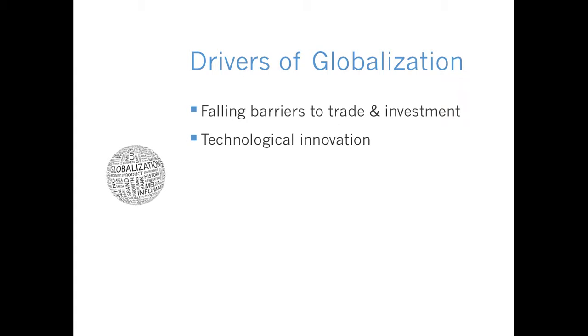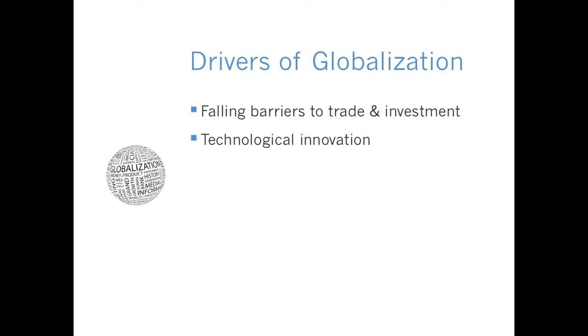There are two main forces causing globalization. The first is the falling barriers to trade and investment. Trade barriers have been drastically reduced through institutions such as the General Agreement on Tariffs and Trade and the World Trade Organization. Also, groups of nations are creating regional trade agreements.